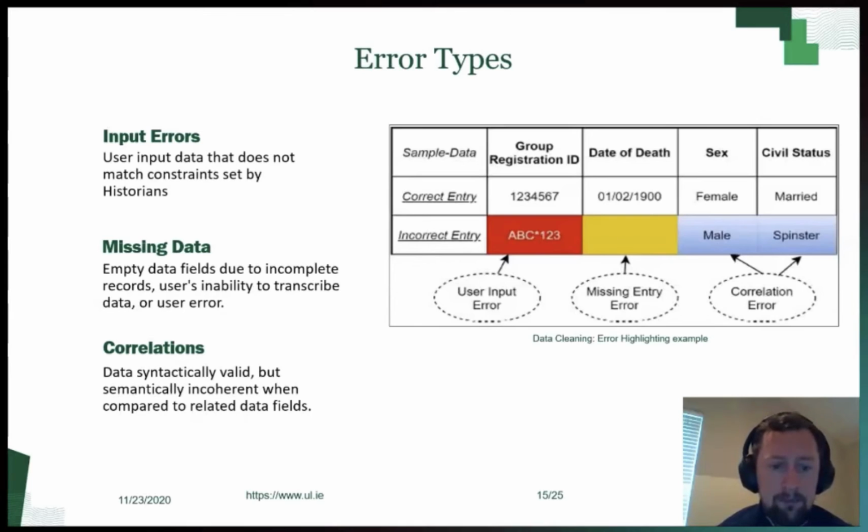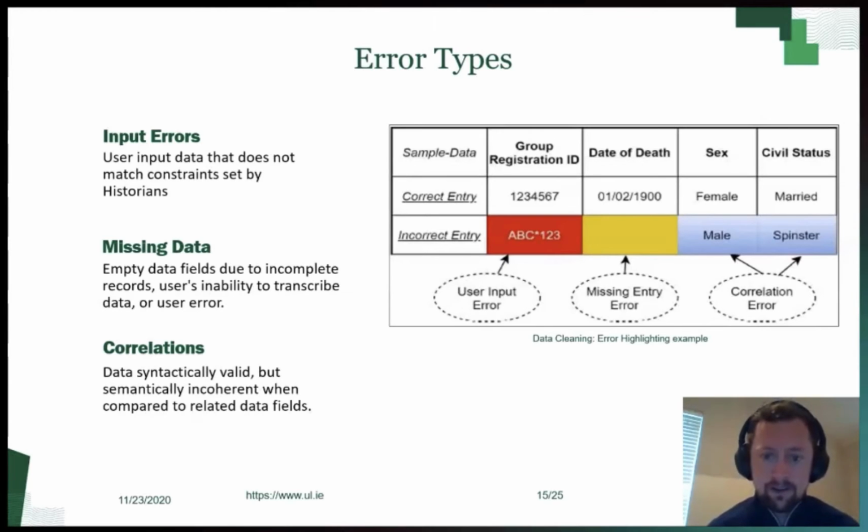Missing data would be empty fields due to incomplete records, users' inability to transcribe data, or user error, and these were highlighted yellow. And correlation errors would be data that's syntactically valid but semantically incoherent when compared to related data fields. As you can see, it's highlighted blue, where the sex was male and the civil status was spinster, which would be a single female at the time. This would be a correlation error in the whole record, even though it would in fact be syntactically correct. So these are the three types of errors we identified, and we're going to highlight them if they could not be programmatically resolved.